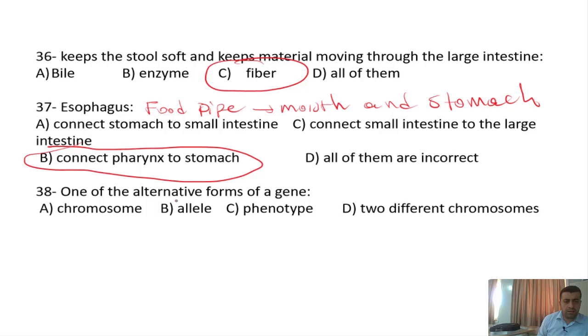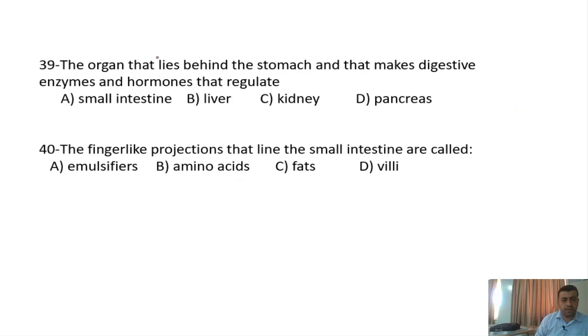One of the alternative forms of a gene is allele. The organ that lies behind the stomach and that makes digestive enzymes and hormones to regulate sugar level is called pancreas. The finger-like projections that line the small intestine are called villi. Villi absorb foods, especially small nutrients, to send to the blood.